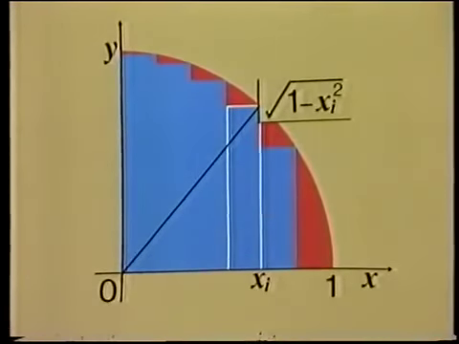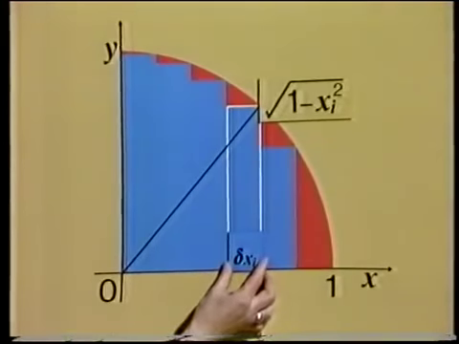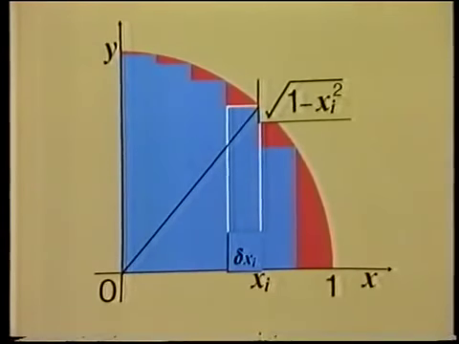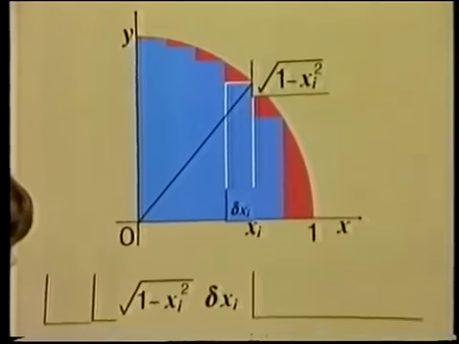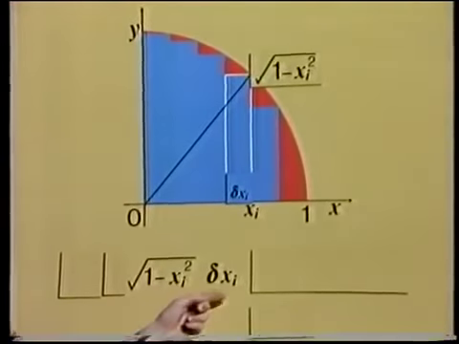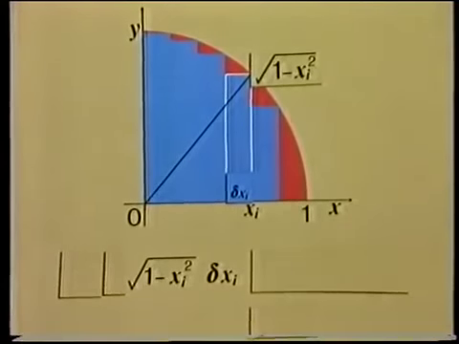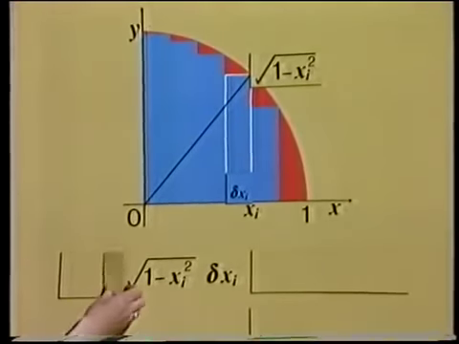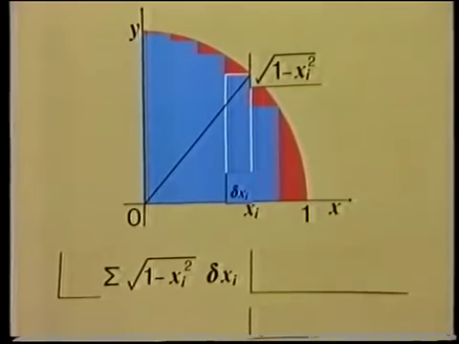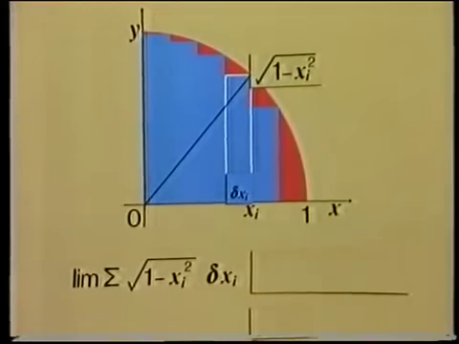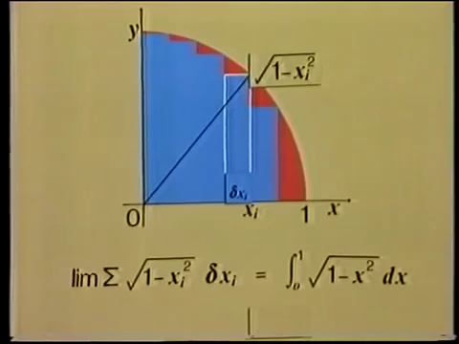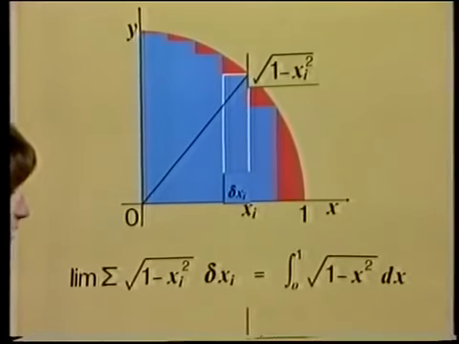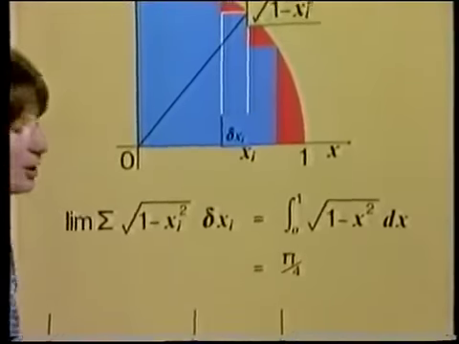We're going to use delta xi for the width, so the area of the rectangle is this. Its height times its width. Next, we sum over all rectangles from 0 to 1, and taking the limit as the widths of the rectangles tend to 0 gives us this integral, which we found last time to be pi over 4.